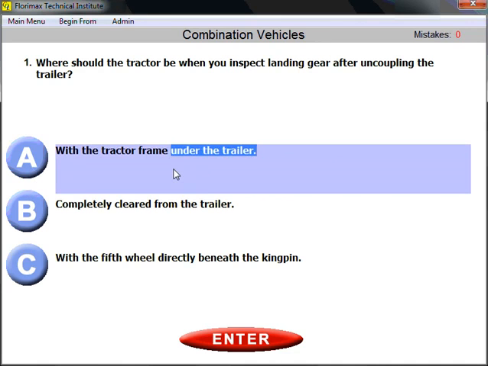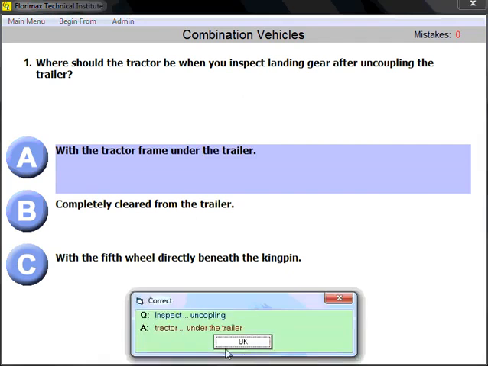Okay. Tractor frame. Again, safety first. You have to ensure safety. While you inspect landing gear, leave the tractor frame under the trailer. So when you inspect, that's a key word. It should be under. So you inspect after uncoupling. Tractor should be under the trailer.